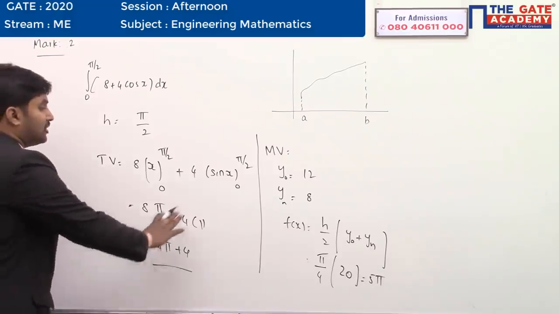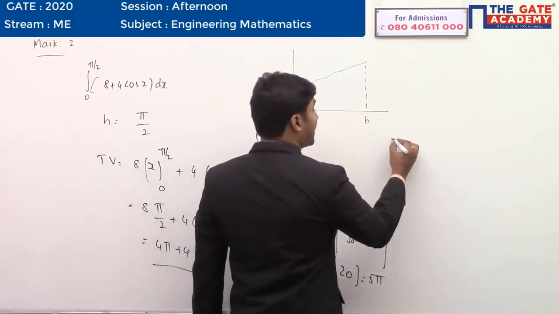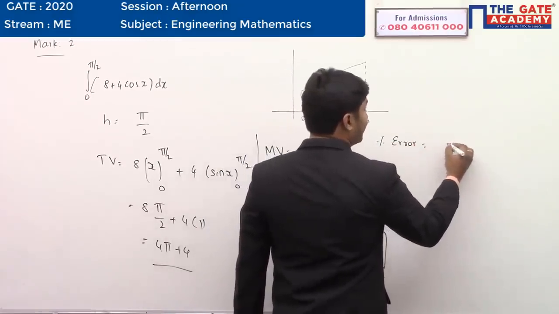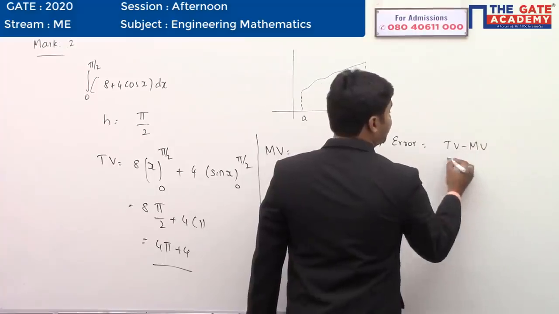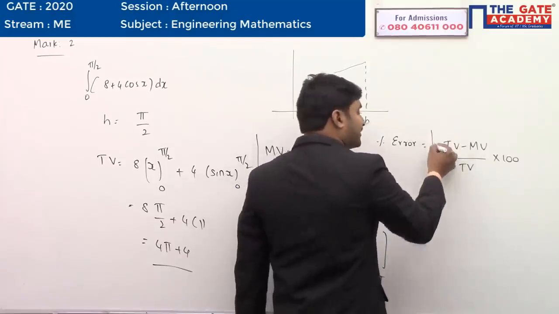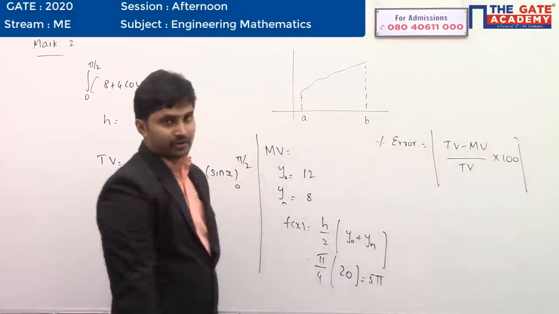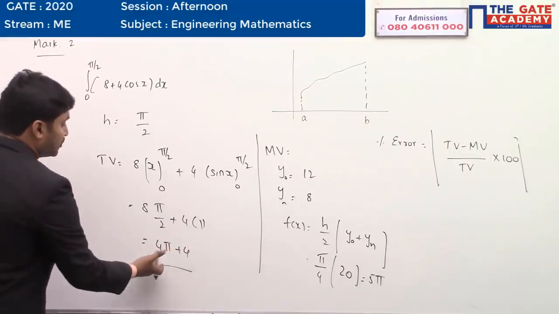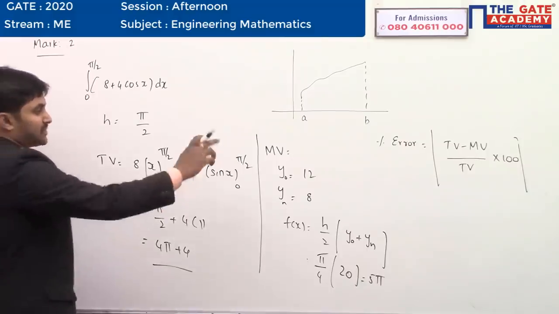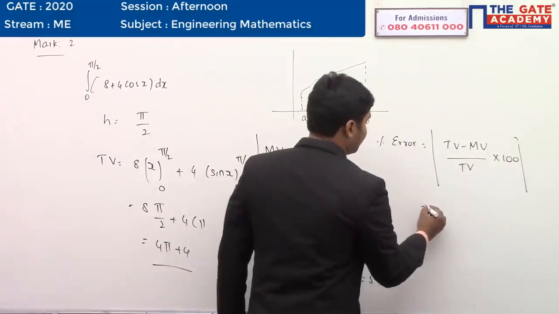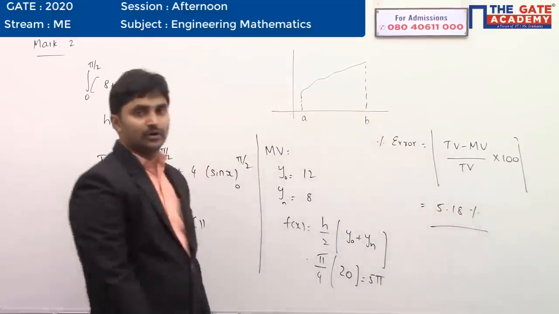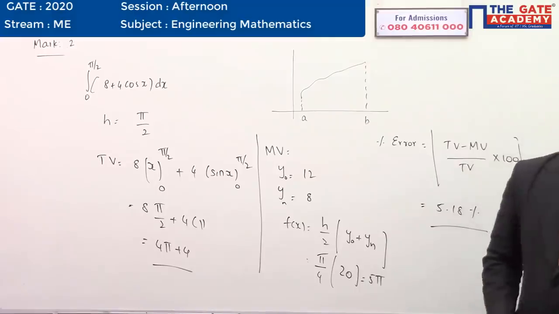Now the true value is known and the measured value is known. We have to find the absolute percentage error. So what is the meaning of absolute? Error is given by true value minus measured value divided by true value multiplied by 100. Absolute value is the magnitude of this. So you can calculate this value, 4 pi plus 4, and 5 pi, and now you substitute over there. This value will be equal to 5.18 percent. 5.18 is the correct answer for this question.